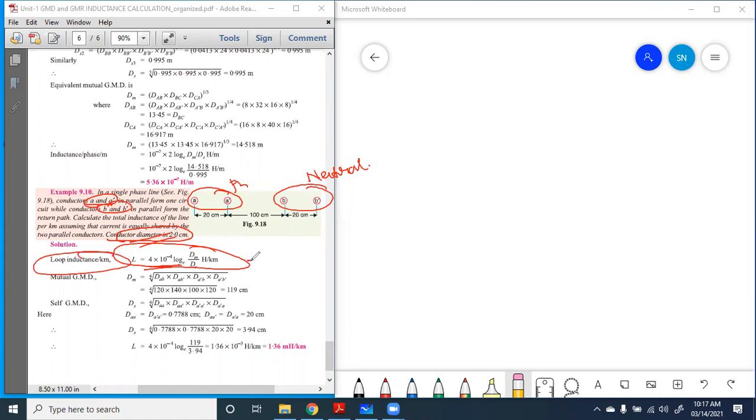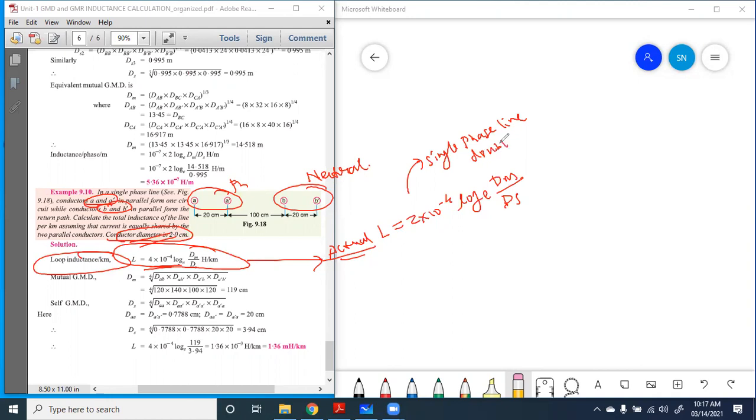Because this is loop inductance, how do we get this formula? The actual formula is L is equal to 2 into 10 raised to the power minus 4 log e dm upon ds. This is for the single phase line. Okay, single phase double circuit line.